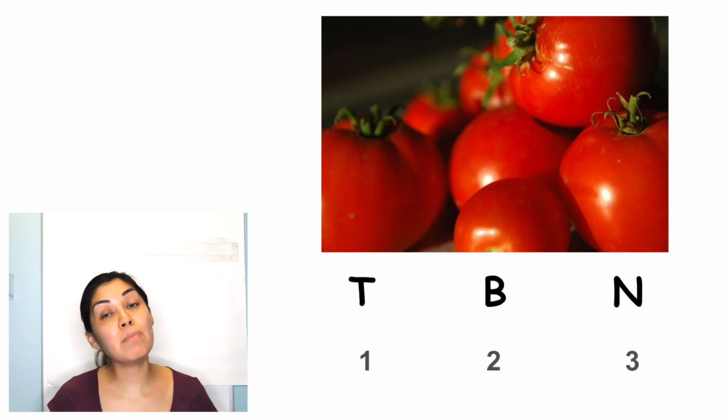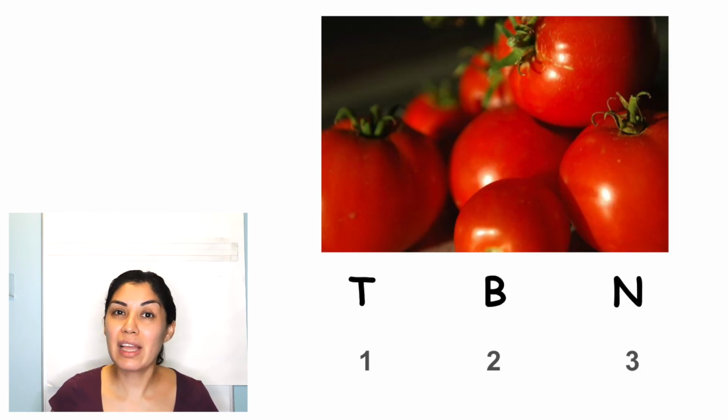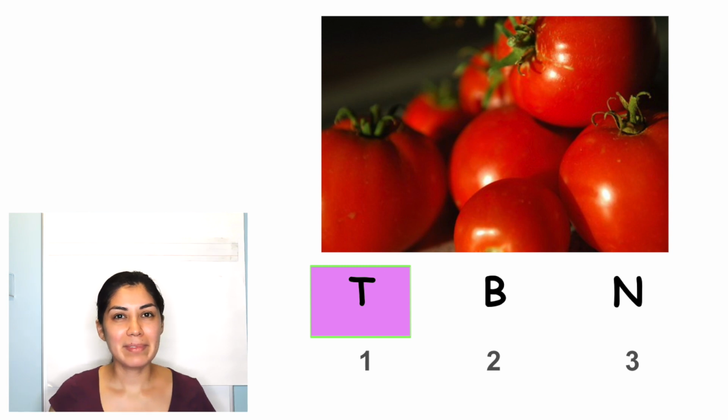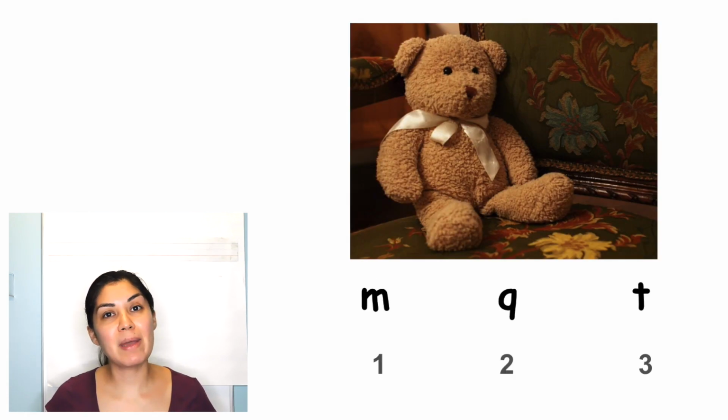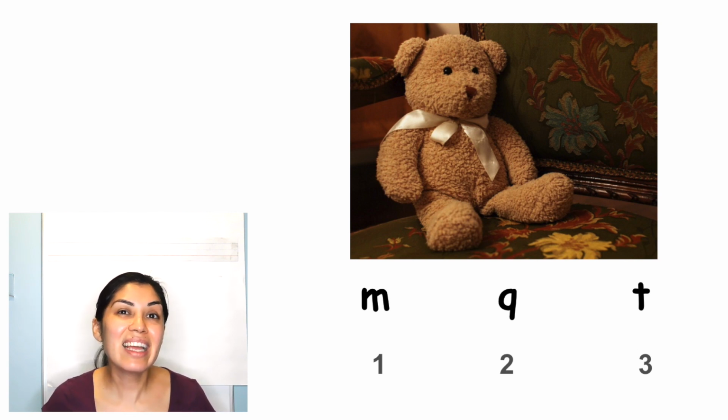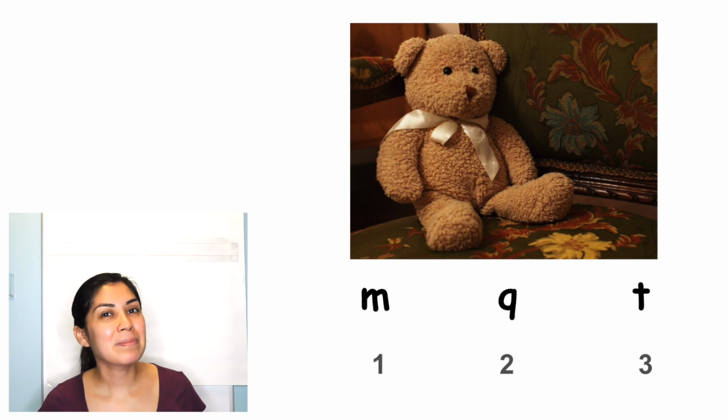So our next picture is that of tomatoes. Tomatoes. So think, which one is the letter T? Point to it. Awesome. Okay. Let's look at our next picture. It's of a teddy bear. Teddy bear. So think, which one is the letter T?